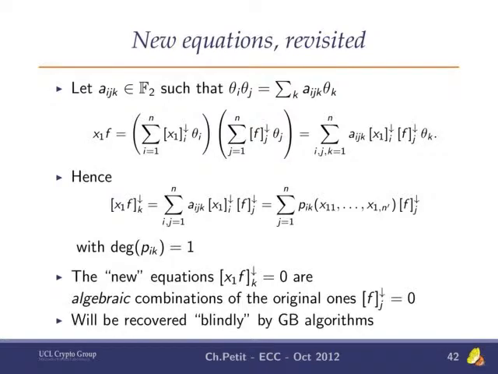Actually, algebraic combination is exactly what the Gröbner basis algorithm will do. So those new equations that I've added explicitly will be recovered as well if you use the standard Gröbner basis algorithm, let's say blindly. You can of course add them, and you can get some complexity improvement. But if you don't do that, you will also get this equation anyway.